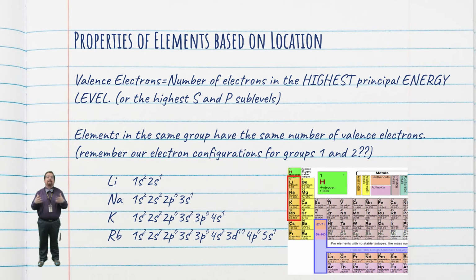The first and most obvious bit of information, since we already talked about it, is that our elements have the same number of valence electrons if they're in the same group or column on the periodic table. We'll use that information a lot in our upcoming lessons.